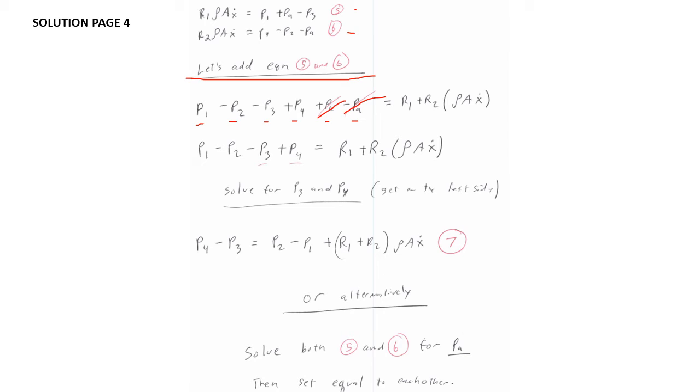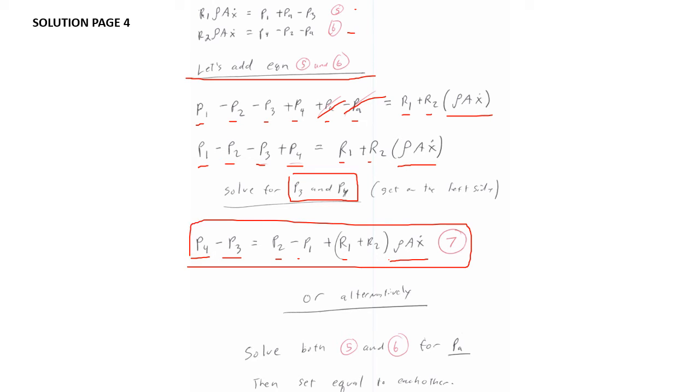And this is equal to, we add our other sides of these together, R1 plus R2, plus we have a common rho AX dot there. So we can pull that out. Simplifies down to P1 minus P2 minus P3 plus P4 is equal to R1 plus R2 times our rho AX dot. So what I want to do now is solve this for P3 and P4 and get those together on one side by themselves. So we do that now here, and we see that we have P4 minus P3 is equal to P2 minus P1 plus my R1 plus R2 times that common rho AX dot here. So I'm going to call this my new equation, equation 7.